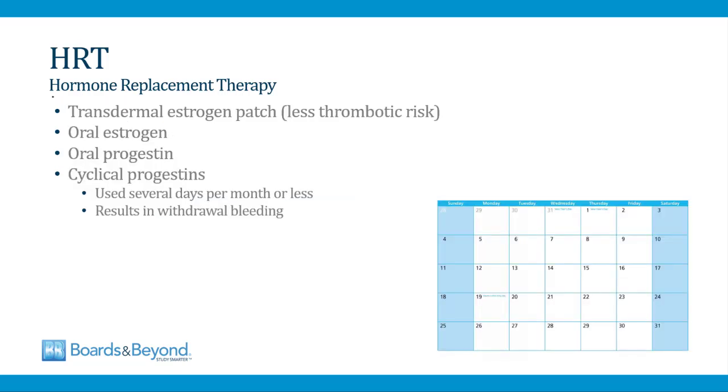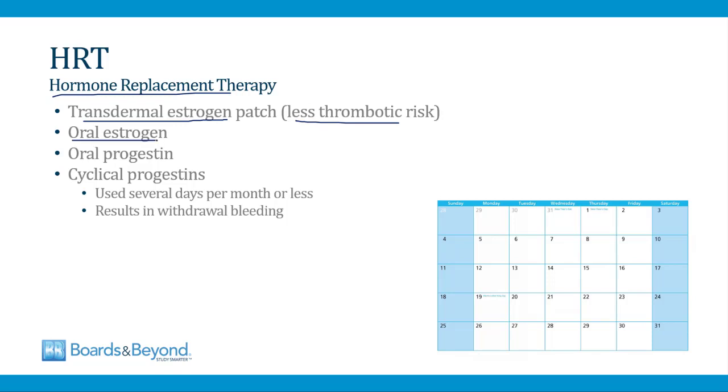There are many different ways to administer hormone replacement therapy. I'll touch on some of the key points on this slide. So a very popular way to give estrogen is through a transdermal estrogen patch. This has been shown to have less thrombotic risk compared to oral estrogen, and we'll talk in a minute about the risks of hormone replacement, including the risks of thrombosis.